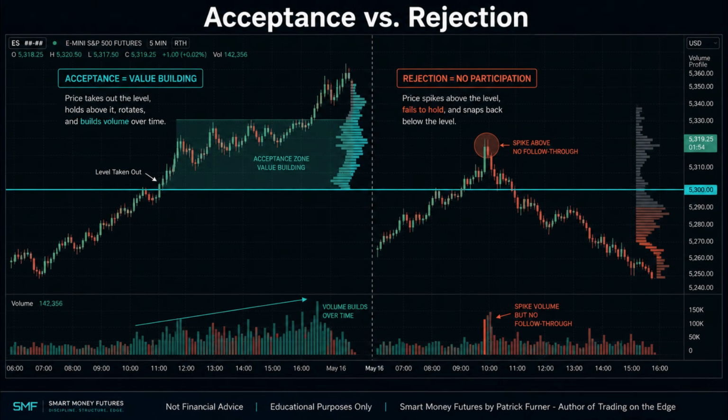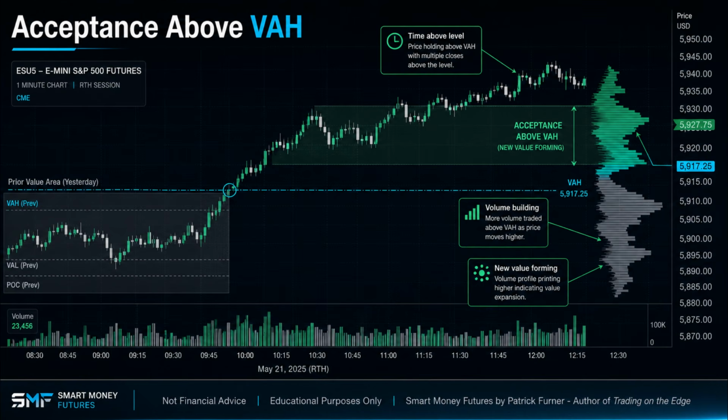So here is what it looks like when acceptance occurs at a value area high. Price tests above VAH. It does not immediately reverse. It spends time above the level, multiple rotations, multiple candle closes. The volume profile begins building above the prior VAH. The auction is saying, this price is fair. We will transact here. A professional sees acceptance and has a long thesis. The structure has shifted. The prior VAH may now become support. The target is the next meaningful structural location overhead, perhaps the prior day's high, a weekly high, or a significant low volume node.